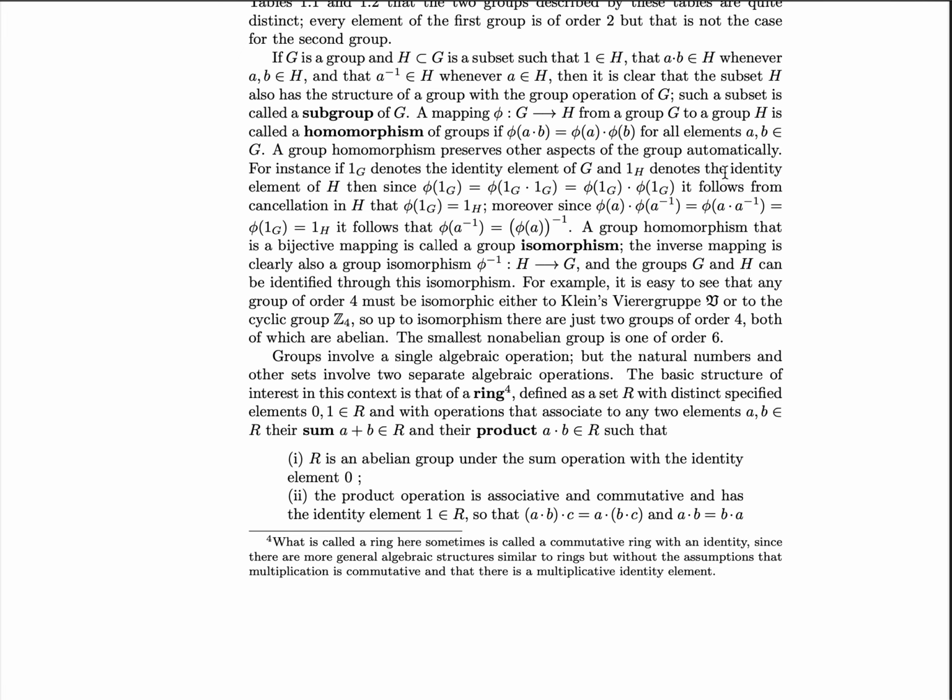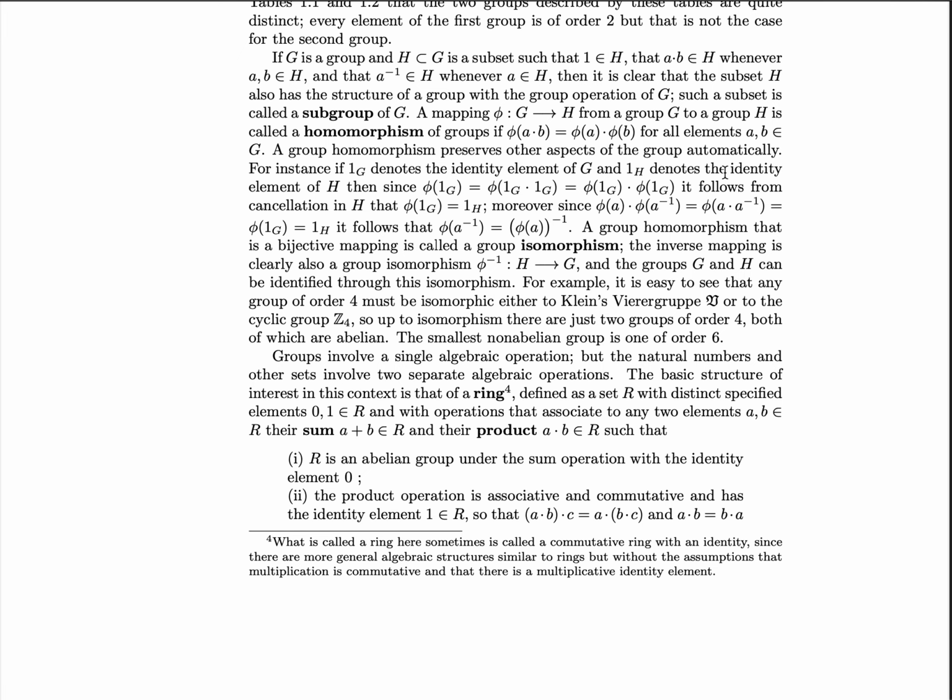A group homomorphism that is also a bijective mapping is called a group isomorphism, because it preserves all of the structure of the group and they have the same size in a sense. Namely, there's a bijection between them. The inverse mapping of a group isomorphism is also a group isomorphism, which we denote phi inverse, going from H to G. And we can identify these groups through this isomorphism.